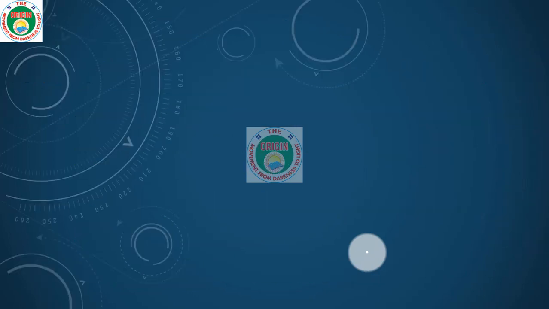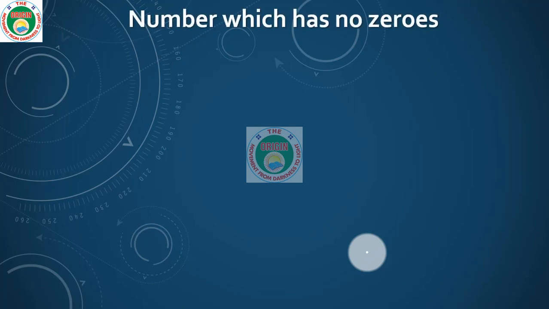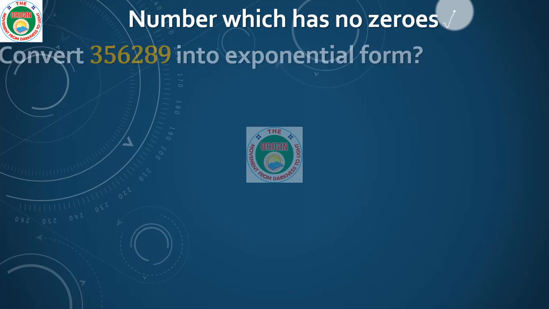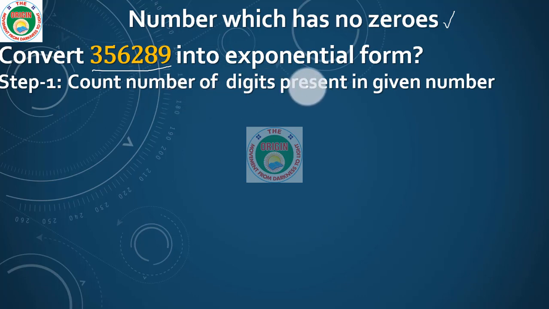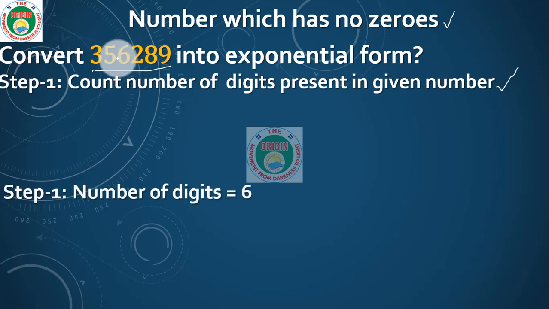Next one, when zeros are not present in the given number. How to convert a number which has no zeros to an exponent? That is, convert 356289 into exponential form. There are no zeros here. Observe the steps. Step 1, count the number of digits present in the given number. First, count the digits. How many digits are there? 1, 2, 3, 4, 5, 6. The number of digits is 6.